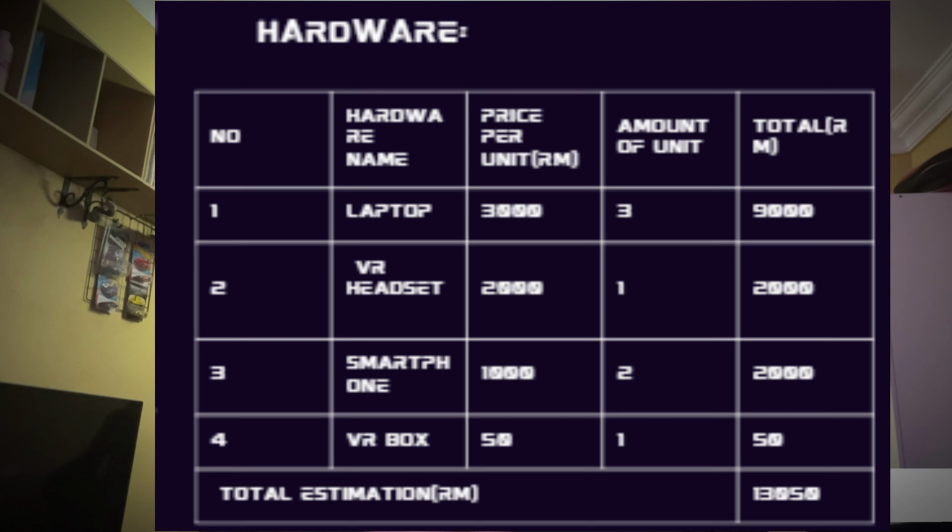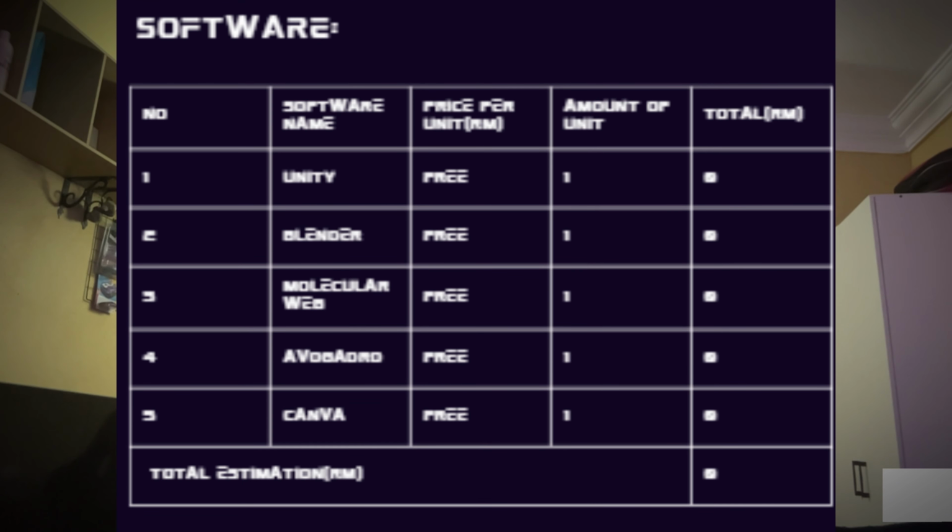Let me begin by discussing the hardware and software costs for this project. For hardware, we use 3 units of laptops, 1 unit of VR headset, a smartphone, and a VR box. The total estimated hardware cost is 13,050 ringgit. For software, we utilize free tools such as Unity, Blender, Molecule AR Web, Avogadro, and Canva. This makes the software cost 0 ringgit. By leveraging free software tools alongside affordable hardware options, we ensure the project remains cost effective without affecting the quality. Next, I will explain the project scheduling using the Gantt chart.